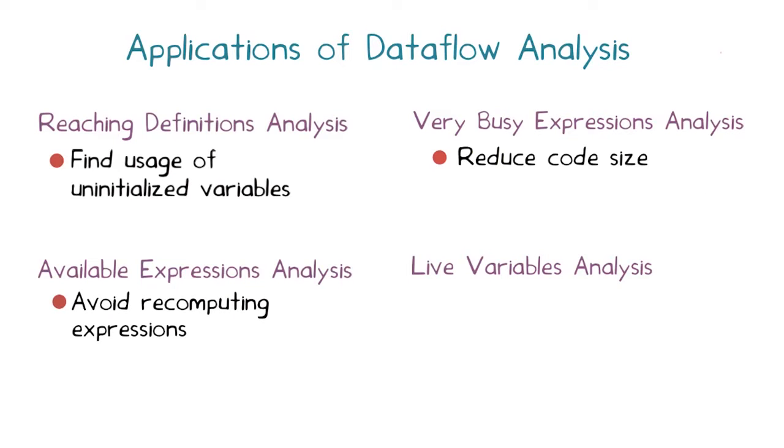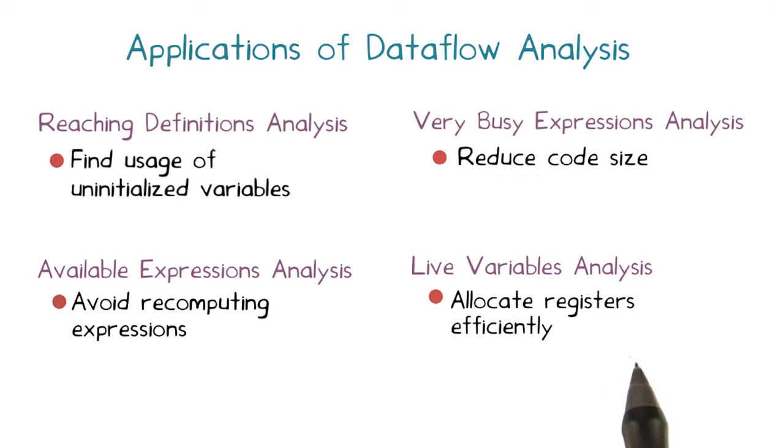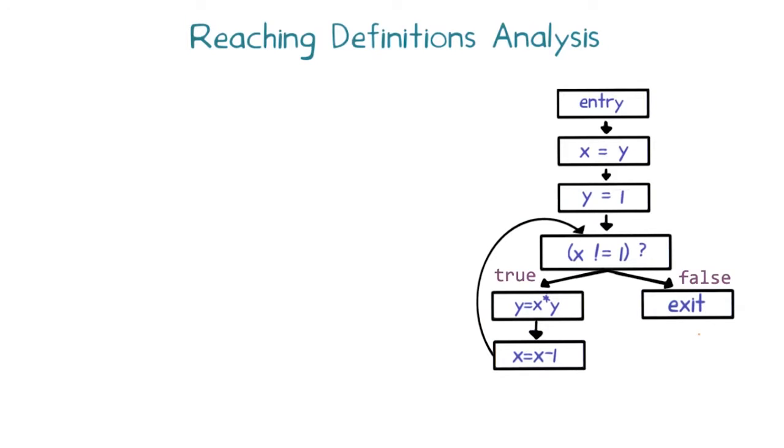Available expressions analysis produces information that can be used by a compiler to avoid recomputing the same program expression multiple times in an execution, thereby producing more efficient code. And finally, live variables analysis computes information that can be used by a compiler to efficiently allocate registers to program variables. Register allocation is the component of a compiler that most impacts the performance of the generated code. Next, we will dive deep into how each of these 4 analyses work, starting with reaching definitions analysis. We will use reaching definitions analysis to introduce the key concepts of Dataflow analysis.